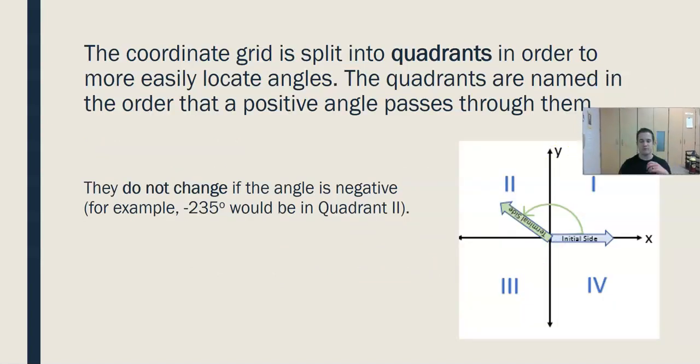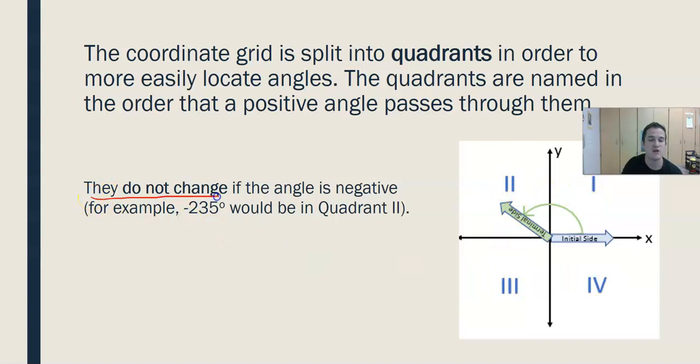In the past, you've probably been exposed to this before, but the coordinate grid is split into quadrants in order to make it easier to locate angles. The quadrants are named in the order that a positive angle passes through them. Or in other words, going counterclockwise, starting from the initial side at the positive x-axis. So this is quadrant 1, quadrant 2, quadrant 3, quadrant 4 here.